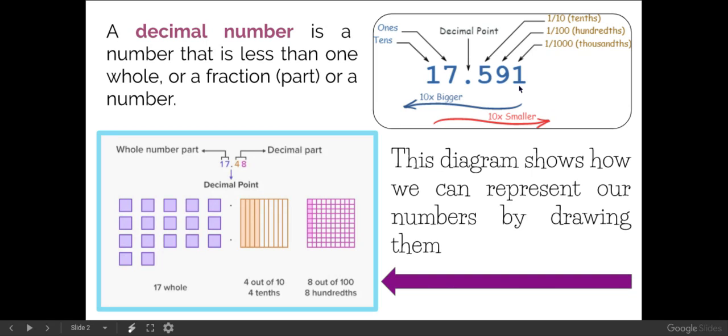This diagram shows how we can represent our numbers by drawing them. So again, here's our whole number, 17. In this case, we have 48 hundredths. So we have 4 tenths and 8 hundredths. Alternatively, you could also color in 48 hundredths, but that's a lot more drawing. So what this is meant to show us is that it's not a whole number. It's part of the next whole.